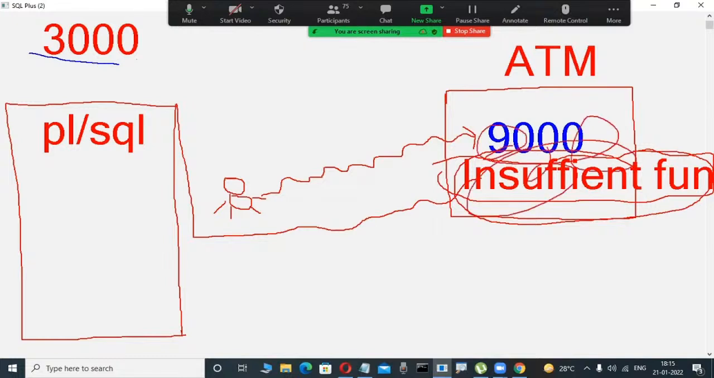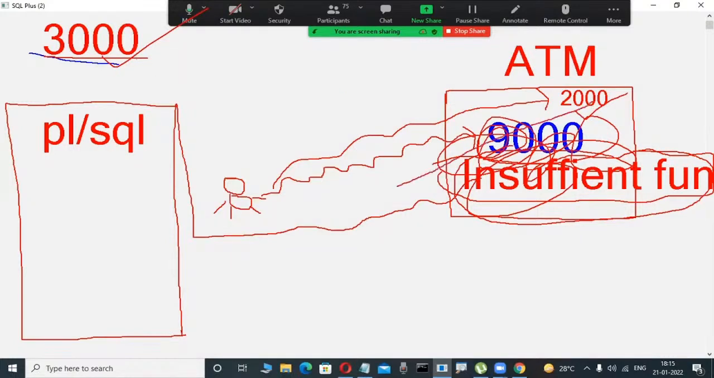Again, another scenario, for example. Now my balance is 3,000. Suppose I insert an ATM card and try to withdraw 2,000 rupees, for example. Now is it possible? Possible. Why? Because here my balance is 3,000. 2,000 is less than 3,000. That's why trying to retrieve it is possible. We are withdrawing the money, 2,000 is possible in this example.